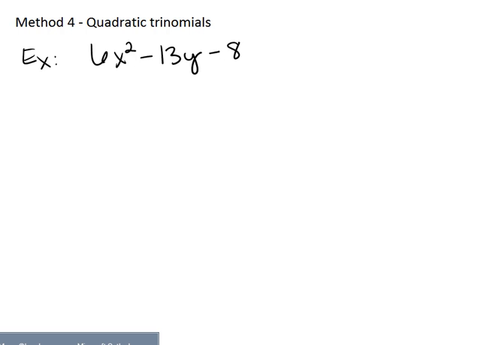The last method we'll look at is factoring quadratic trinomials. Quadratic trinomials will always appear as an x squared term, an x term, and a constant term. So we should see those three terms with the highest degree being squared. Quadratic trinomials should always factor into the form.